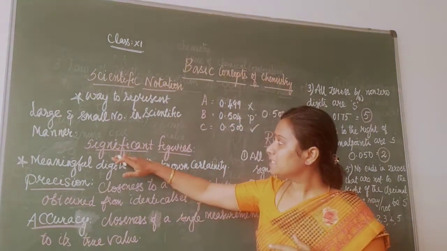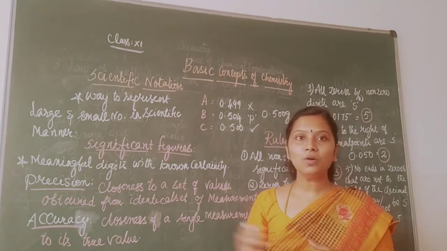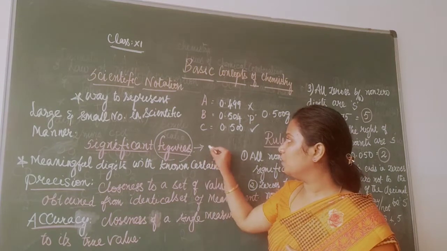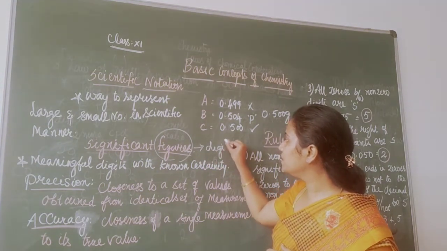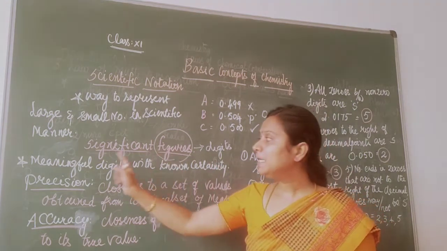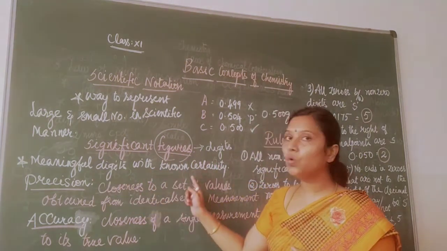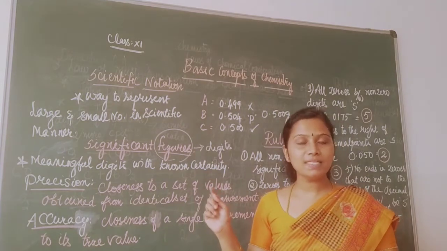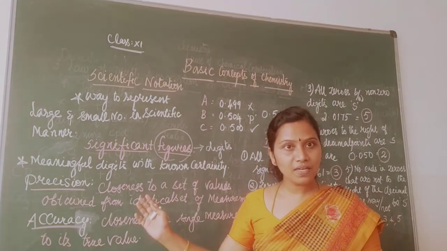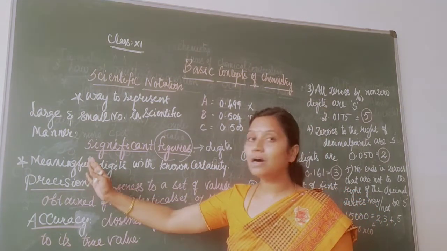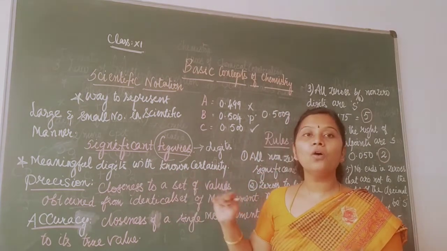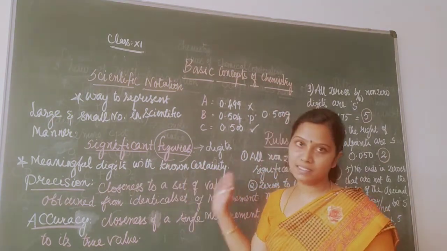Okay. Next, significant figures. What are significant figures? Figures means digits here. So significant figures refers to meaningful digits which are known with certainty. Otherwise I can say they are without uncertainty. So what are significant figures? Significant figures are meaningful digits which are known with certainty or otherwise without uncertainty.